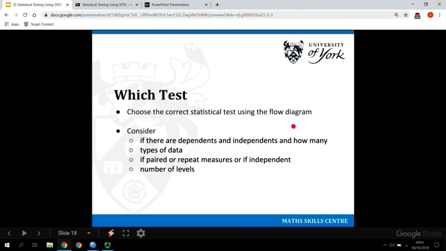That's a thought about our study, and we've clarified the characteristics of our study. So now we're ready to choose the correct test using a flow diagram. So we're going to consider, have we got dependence and independence? And how many independents have we got? We might need to consider what types of data those dependents and independents are. Have we got paired or repeated measures, or is our data independent data? And how many levels have we got if we've got any nominal variables?